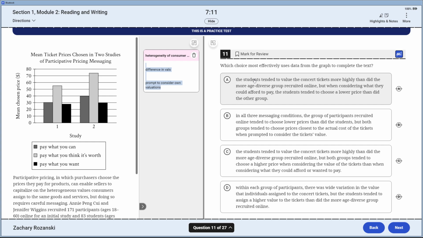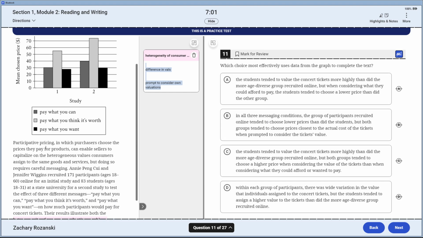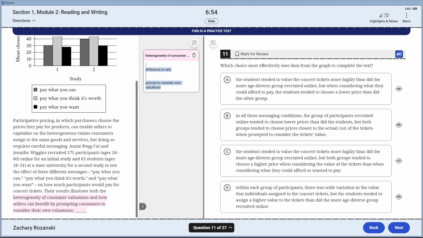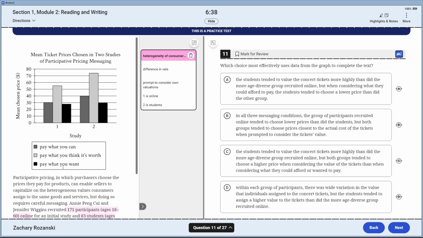Deep breath. The students tended to value the concert tickets more highly than did the more age diverse group. Participants. I need an answer for this. Participant pricing. By doing so, I'm looking for how to parse out like 1 and 2. By doing so requires paying, and 171. So 171 is online, and this is 1, and 83 for a second study. So 1 is online, 2 is students. So we can scroll back up and keep engaging.